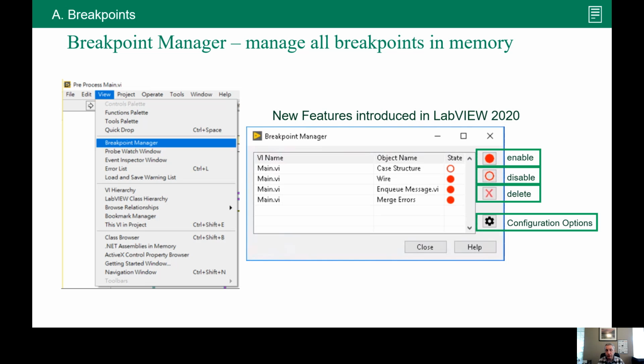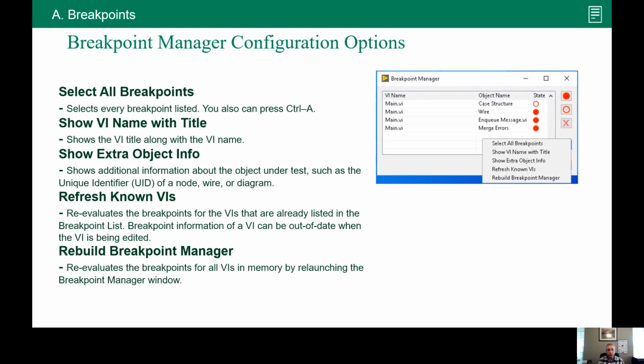And there were several new features that were added to the breakpoint manager in LabVIEW 2020. So if you're using 2020 or later, you have access to these features. Specifically, these features are shown here. So there is a shortcut that allows you to select all the breakpoints in your code. So if you want to do something like delete them all or disable them all or something like that, you can use the select all breakpoints to do that.